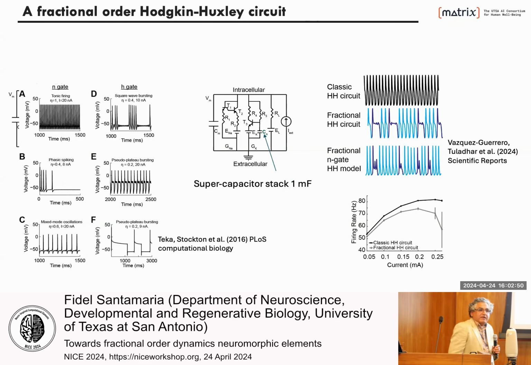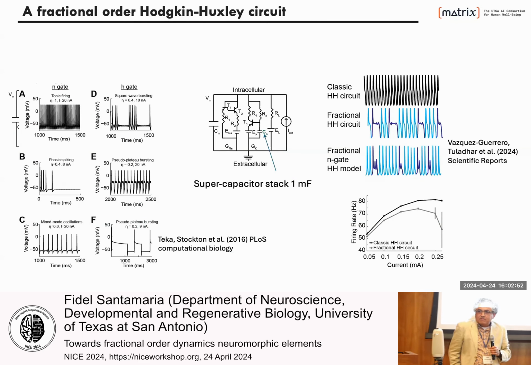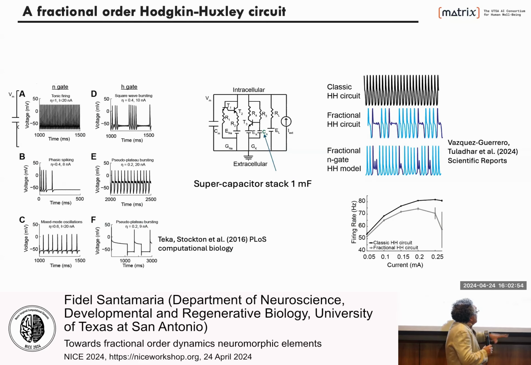We can make it more complicated. We can have a Hodgkin and Huxley circuit. On the left is a computer model of the Hodgkin and Huxley fractional order system. We took the equations and asked, where's the history of that? In the voltage, yeah, it could be, but there's evidence that the opening and closing of conductances is history dependent.